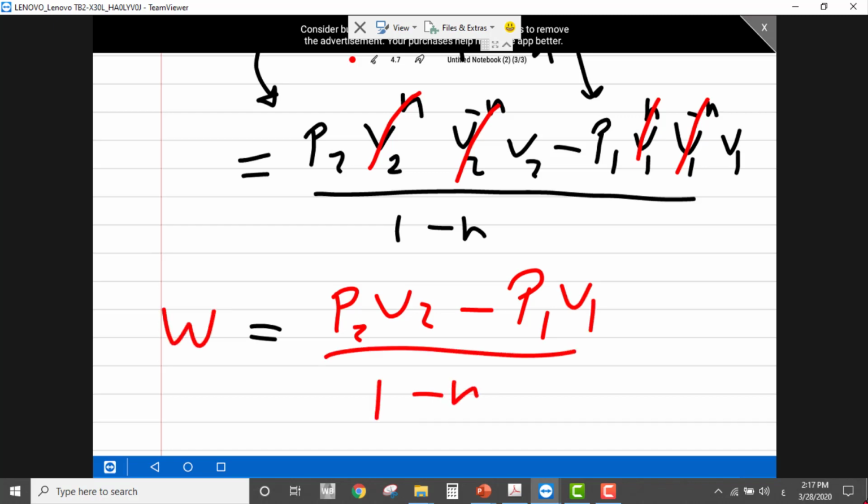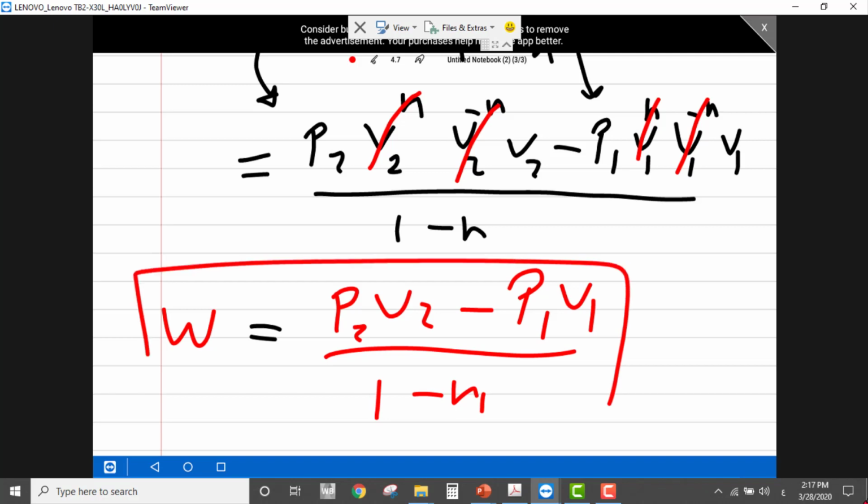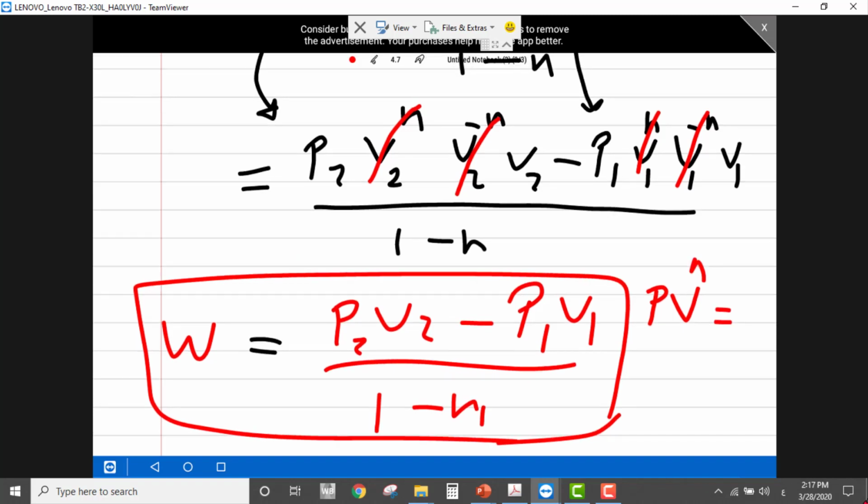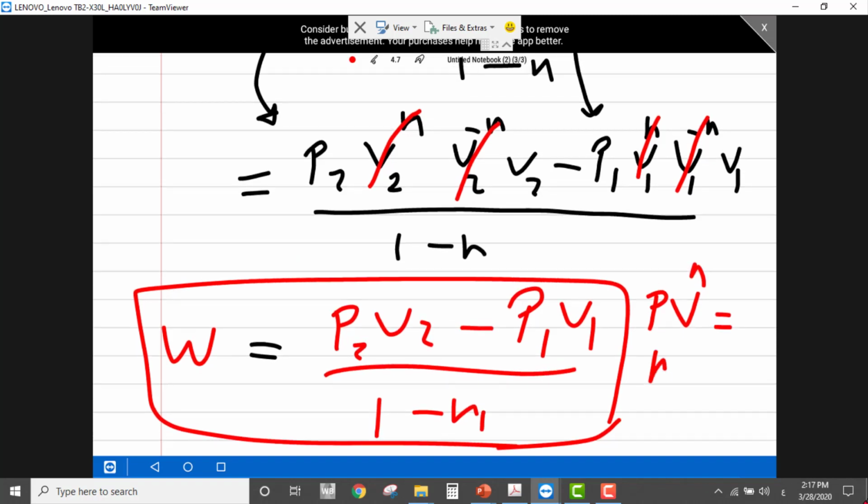So this works for a polytropic process. And the meaning of a polytropic process is P V to the power n equal to a constant value, where n does not equal 1. Okay, let me go back now to the slide.